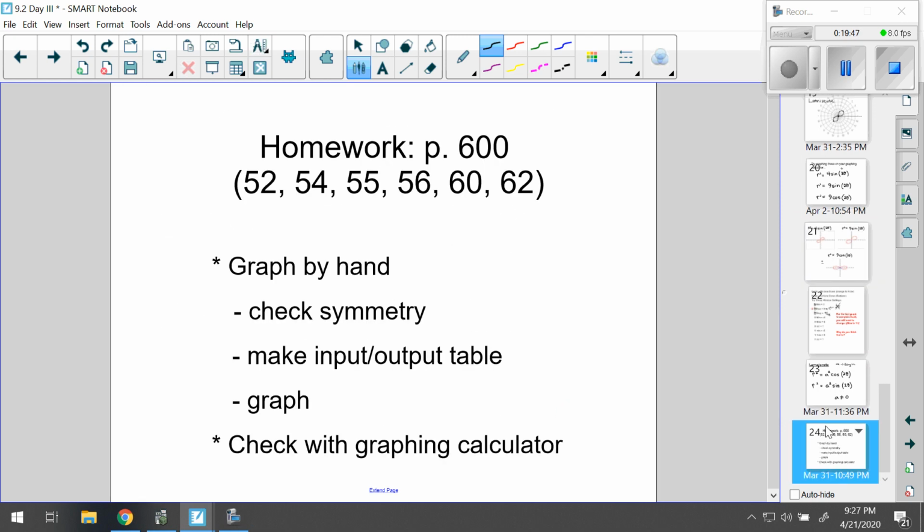All right, so that wraps us up for take 2 of our video. Your homework is here. There's only 6 problems, so take your time and work your way through them. Again, I'd really like you to go through these steps here. I'd like you to check for symmetry. I'd like you to show your input-output table, and then obviously your graph is your final answer. But I think these two steps are important.